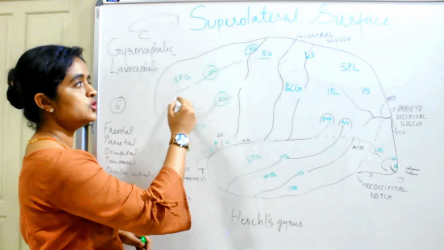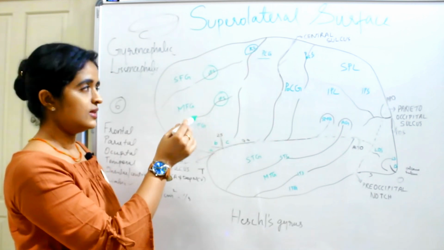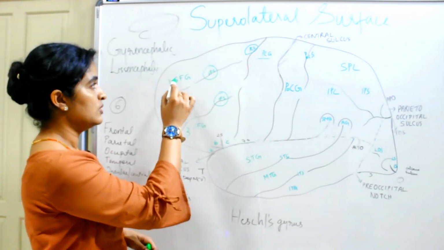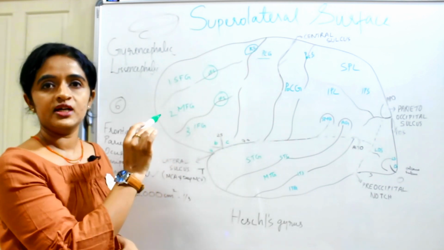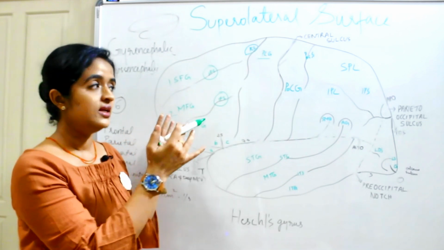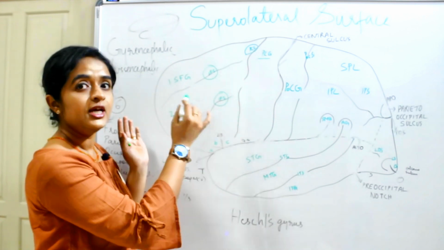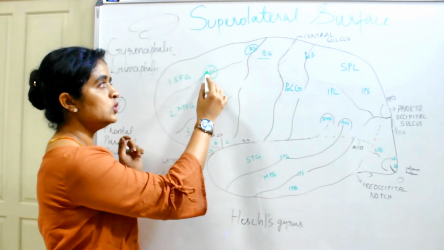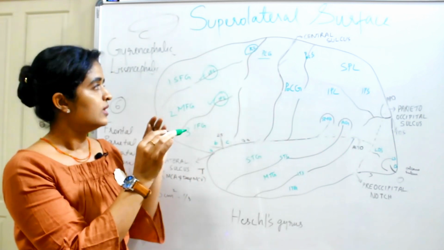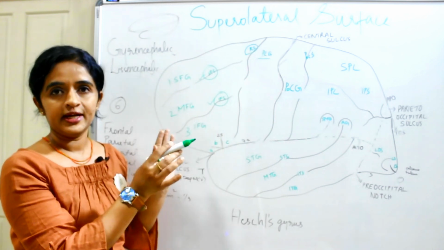So if you draw two horizontal lines, you can get three regions out of it, isn't it? 1, 2, 3. So which are the three regions? Superior, middle and inferior frontal gyri. So this is how you are going to divide the remaining region of the frontal lobe in front of the precentral sulcus into three regions with the help of two sulci, the superior and inferior frontal sulci. So you get superior, middle and inferior frontal gyri.